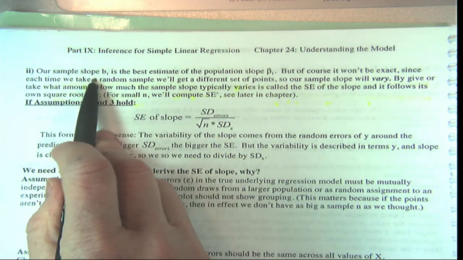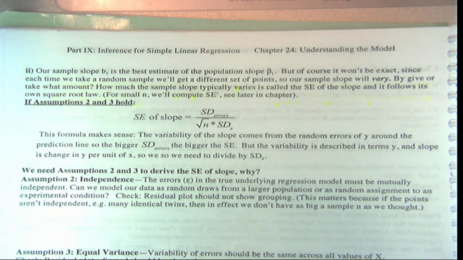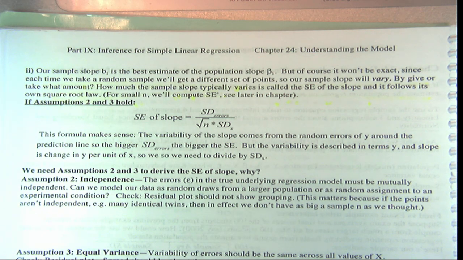So you know that our sample slope is what we're going to use to estimate our whole population, but it's going to vary. Why? Because every single time you take another 100 points, you're going to get a different sample and a new regression equation and a new slope. So we want a way to describe how much it varies. This is different than the standard deviation of the errors. That's how much our prediction varies. We're talking about how much our slope changes each time we take a new sample.